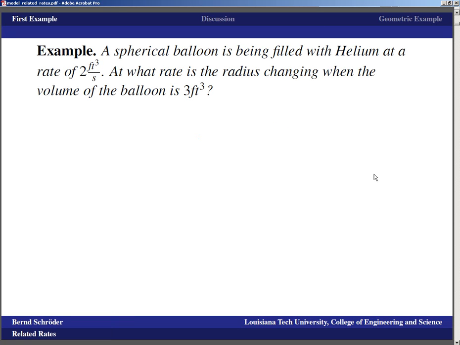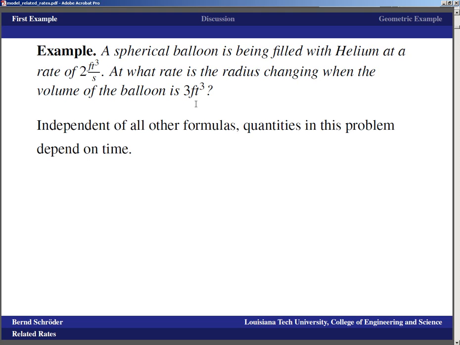So take a spherical balloon that is being filled with helium at a rate of 2 cubic feet per second, and we want to know at what rate the radius is changing when the volume of the balloon is 3 cubic feet. Now, I think just about any kid has inflated a balloon at some point, not necessarily with helium, but one of the things that we do know is when you blow up a balloon, at first the radius grows rather rapidly and then it slows down as the balloon gets bigger.